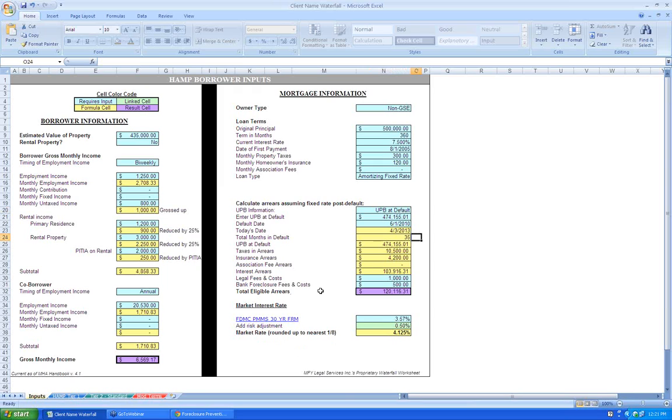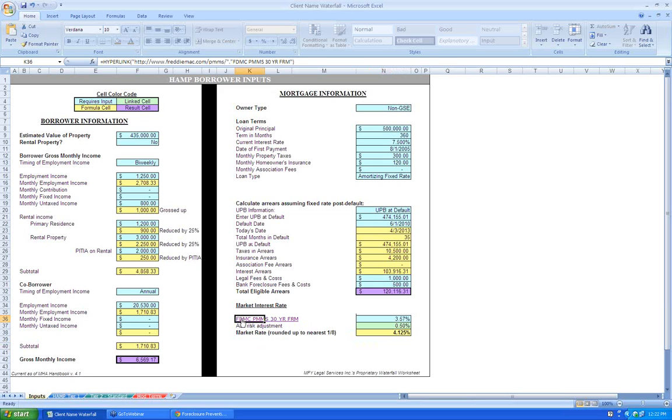Let's see. So I've already covered fees. So the next part is the market interest rate. HAMP final interest rates are based on the Freddie Mac PMMS for 30-year fixed rate mortgages. This box right here is a link to it.